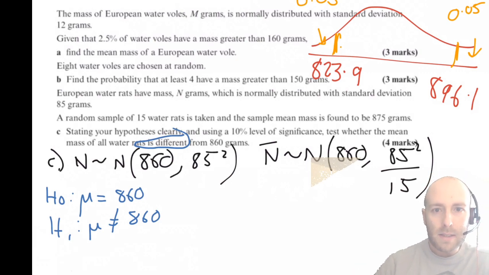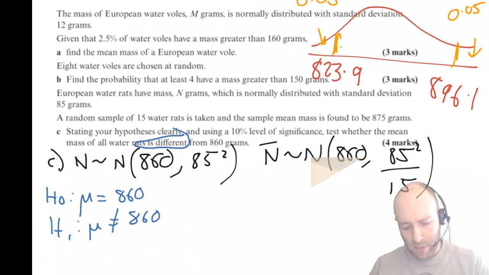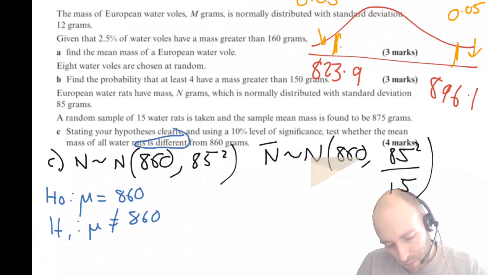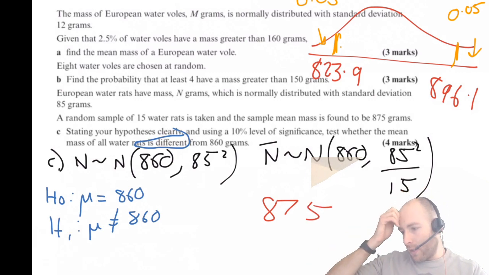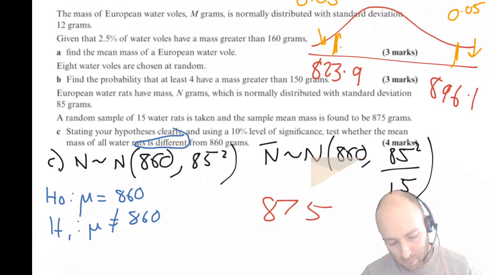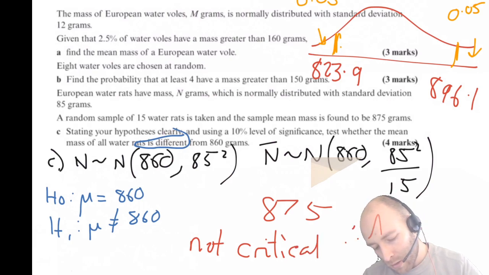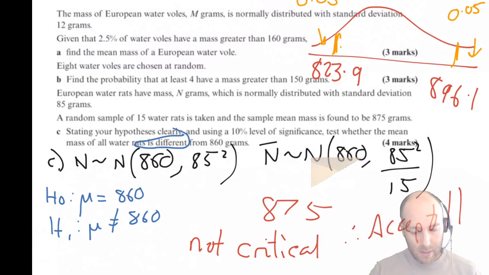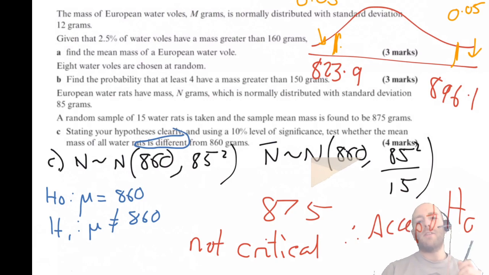Okay, so if we compare these then, our test statistic was 875. So 875 is not critical. You can see it's way off the critical region. So not critical. Therefore, accept H0, and we can say the masses of the water rats is likely to be 860. Well, there is evidence to suggest the mass is not different to 860.